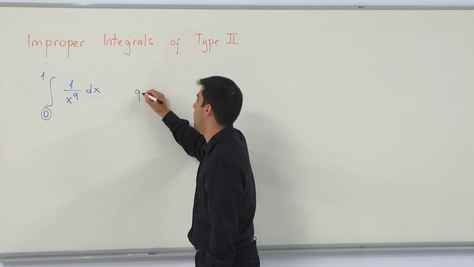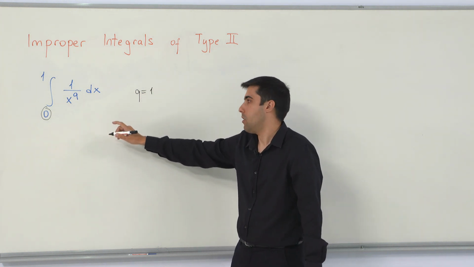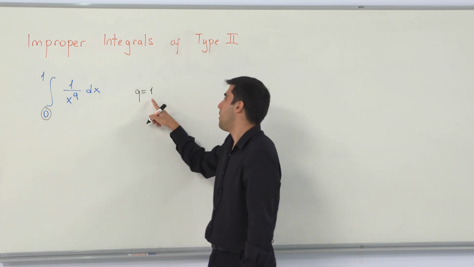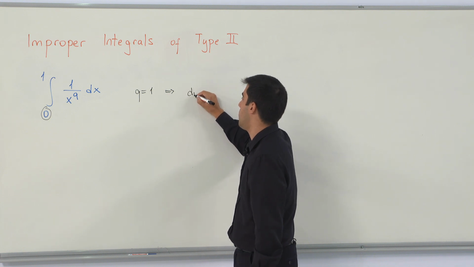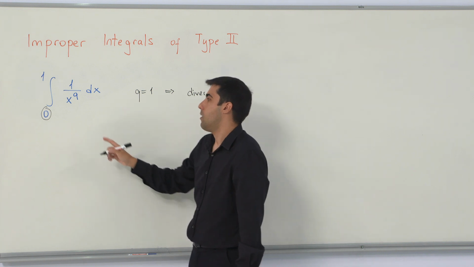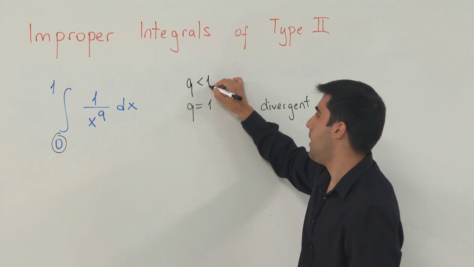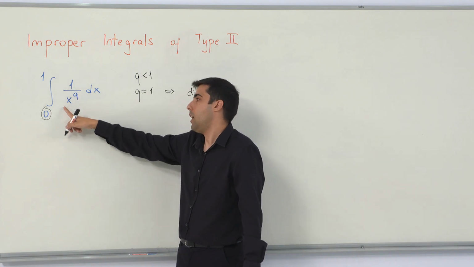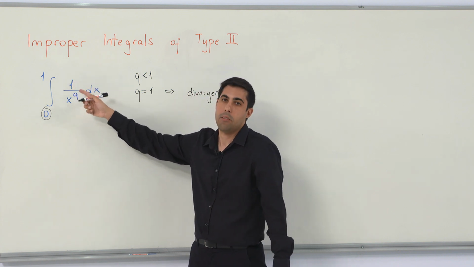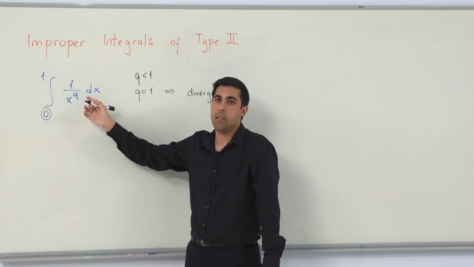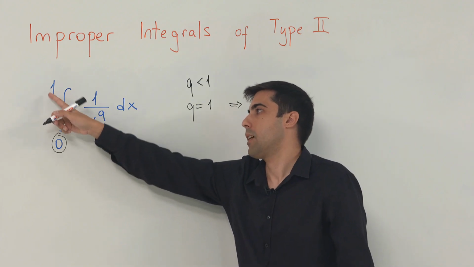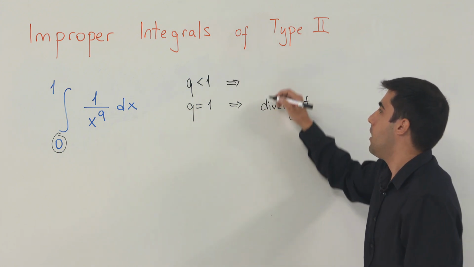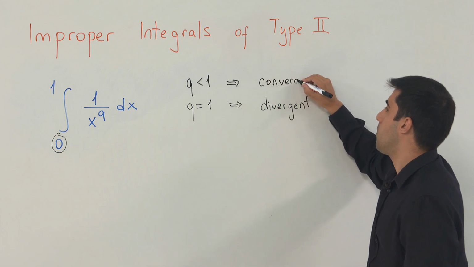So if q is 1, then this is 1 over x, whose integral is ln of x. And we know that ln 0 goes to negative infinity. That means if q is 1, then the integral is divergent. So let's consider the other cases. What happens if q is less than 1? If q is less than 1, let's say negative 1, negative 2, negative 3, and so on, then this is 1 over x to a negative power, which in turn will give us, for example, x squared, x cubed, and so on. Using the power rule, you will have for x squared, x cubed over 3, and then plugging the boundaries, you won't have any problem at all. You will have a finite value. In this case, we say the improper integral is convergent for values of q less than 1.